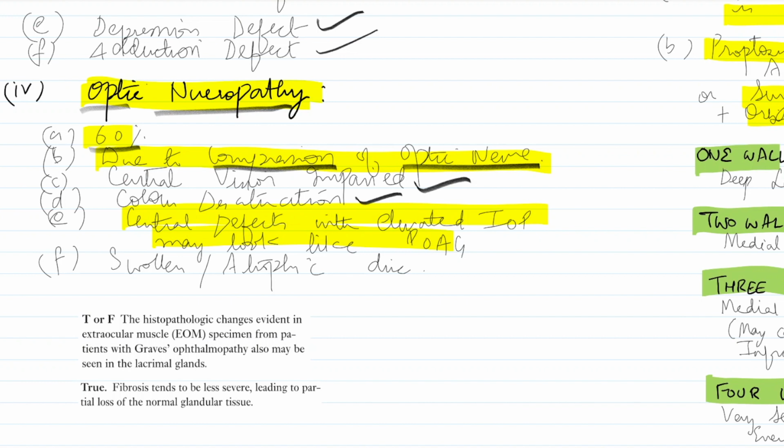Then central defects. If it's a central defect with an elevated IOP, sometimes due to an increased compression, it may look like a primary open-angle glaucoma, but you have to rule out thyroid eye disease before actually diagnosing it as a primary open-angle glaucoma. The disc can be swollen or atrophic.